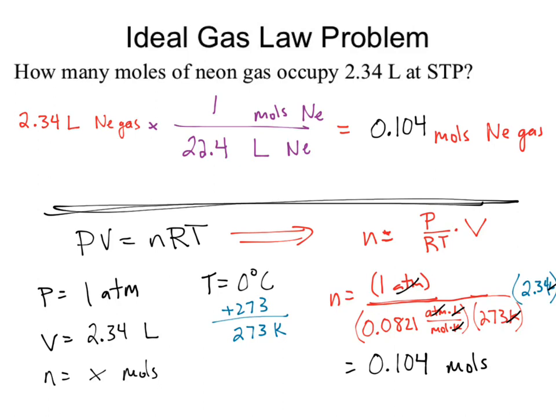It sounds sarcastic. It does sound kind of sarcastic, doesn't it? It is sarcastic. Guess what the answer is? 1 divided by 0.0821 times 273 is 1 over 22.4. They're one and the same.